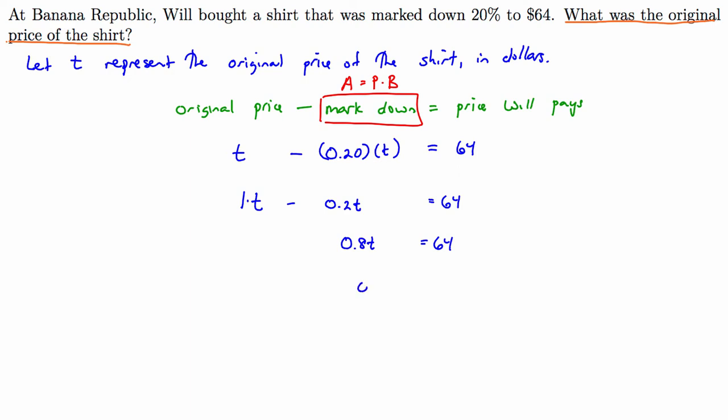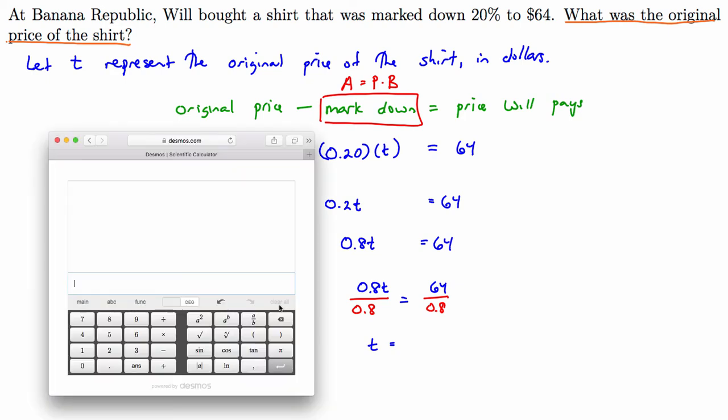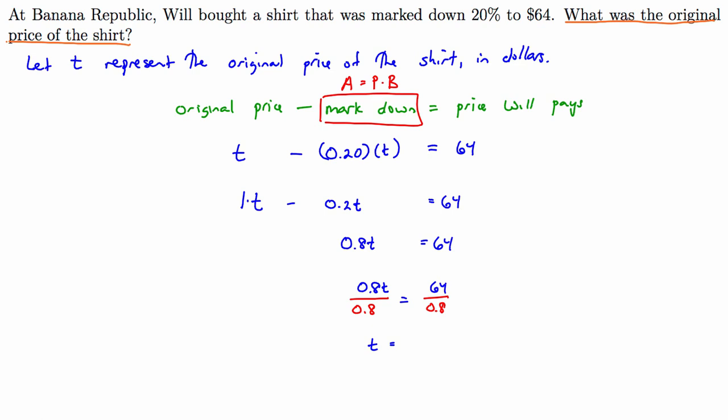To finish solving this equation, we need to now eliminate the coefficient on the variable. We are currently multiplying T by 0.8, so we need to divide both sides by 0.8. 0.8T divided by 0.8 is T. To do 64 divided by 0.8, we will again rely upon the calculator. We will type in 64 divided by 0.8, and the calculator returns 80. So T is equal to 80.